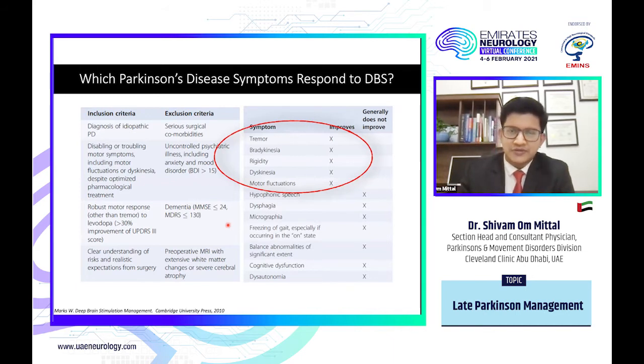It is very important because this is a very common question asked in the clinic: doctor, I'm having a lot of falls, and I'm having a lot of memory issues, or my blood pressure is falling too much when I'm standing. Will this get better with DBS? The answer is no. If I see a patient who is having all of these symptoms, I would certainly take them off the list for DBS and do medical management or the pump therapies to help their symptom control.